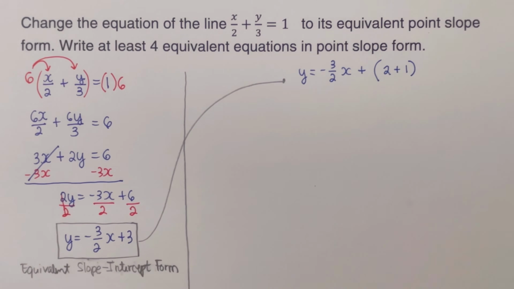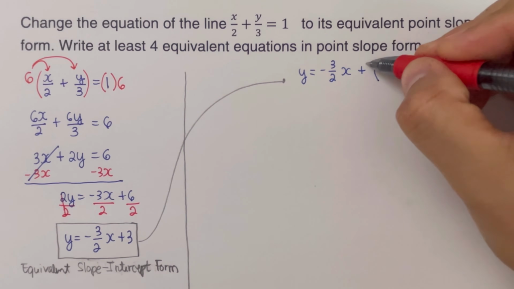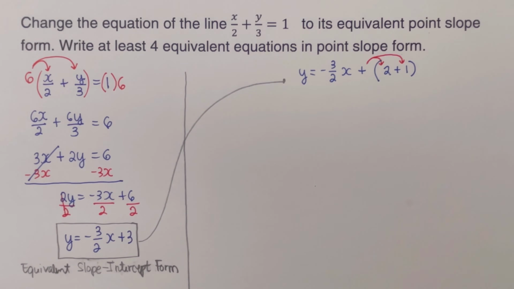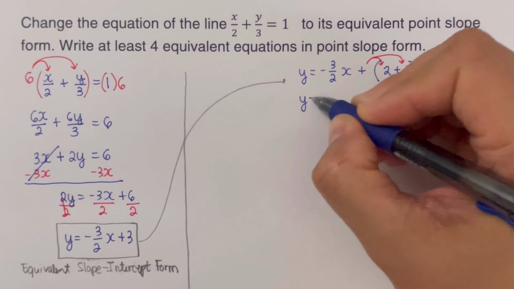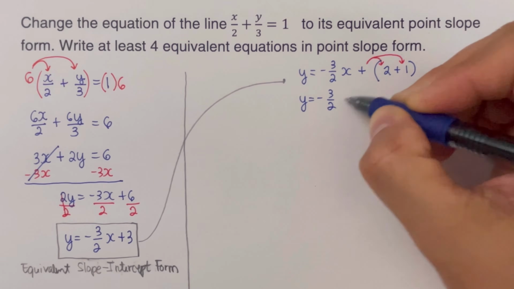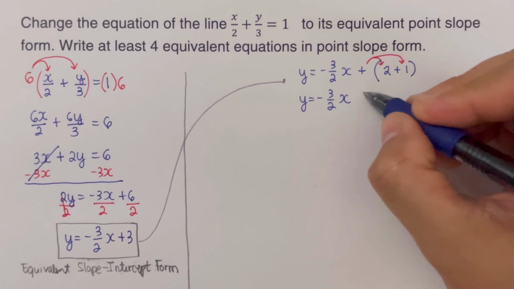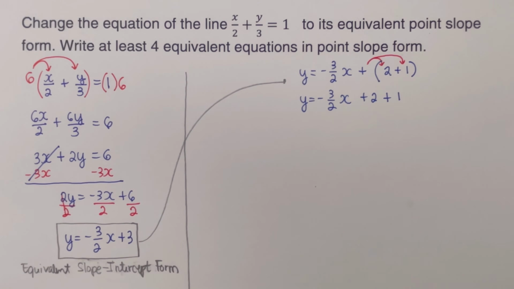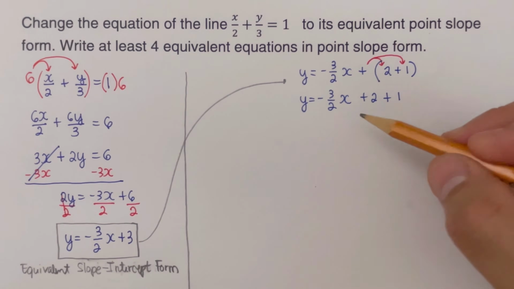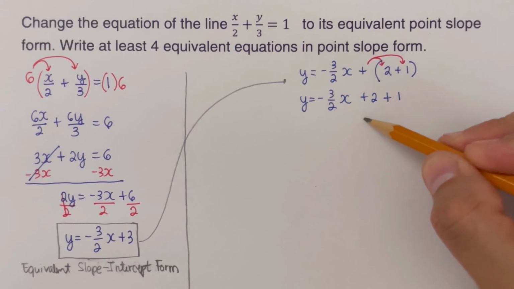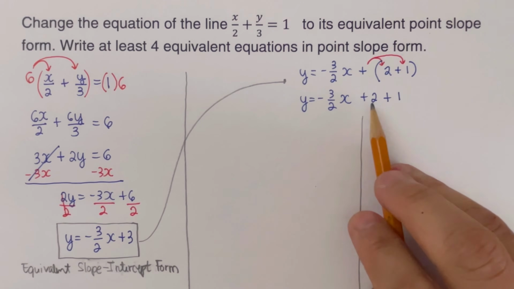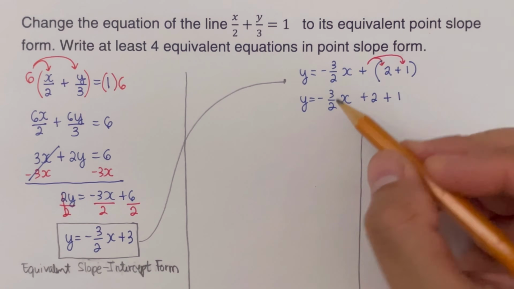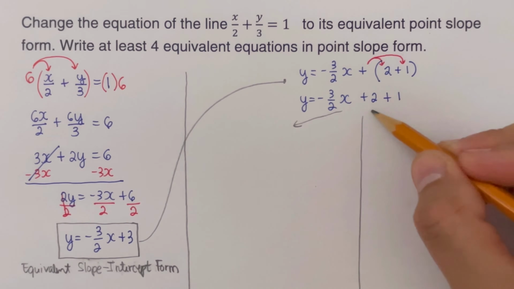So then we can go ahead and distribute this positive sign to both terms inside the parentheses. And so our equation would come out y equals negative 3 over 2 x plus 2 plus 1. So that we can come up with two equivalent equations from here. We can either subtract 2 from both sides, or we can subtract 1 from both sides. So I'm going to rewrite this equation down here.